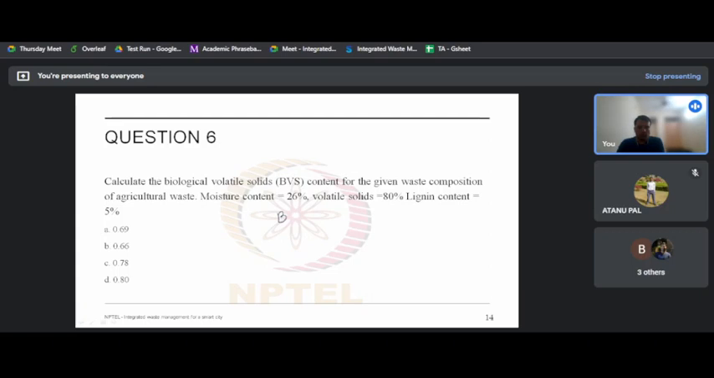So we know the BVS, that is the biological volatile solids. There is an empirical equation for it. That will be 0.83 minus 0.028 into the lignin content. Here the lignin content we should put directly in percentage, and it will give us the BVS in the requisite units. So substituting the values, we have 0.83 minus 0.028 into lignin content, which is given as 5%. So let's put the values. Let's check the calculation.